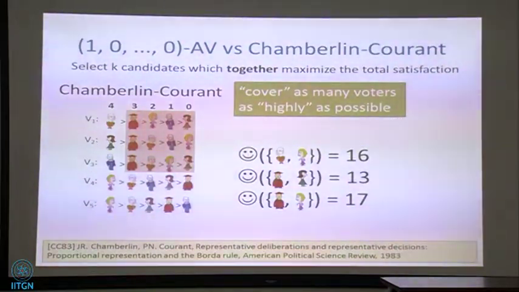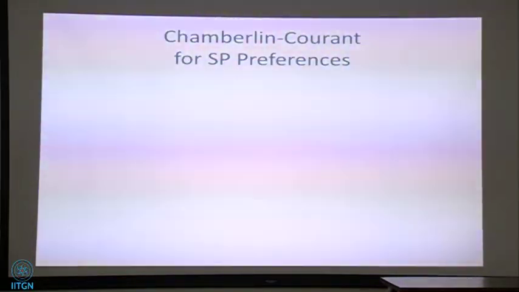Okay, so it's hard to compute, but we have our ideology of focusing on restricted domains when we have a hard problem. Not approximation algorithms, not parameterized complexity, but restricted domains, right? This is what I like to do. And Chamberlain Current turns out to be polynomial time computable for single-peaked preferences.